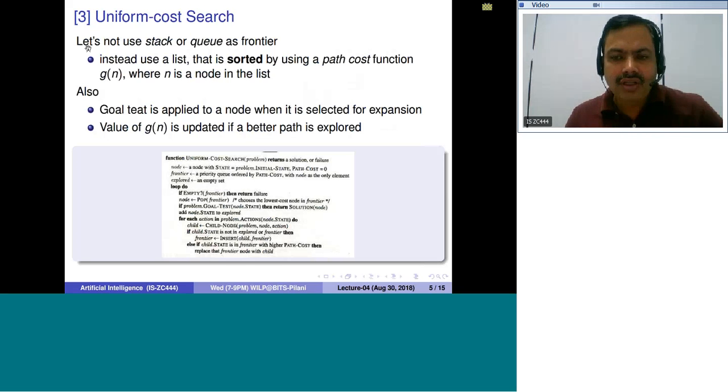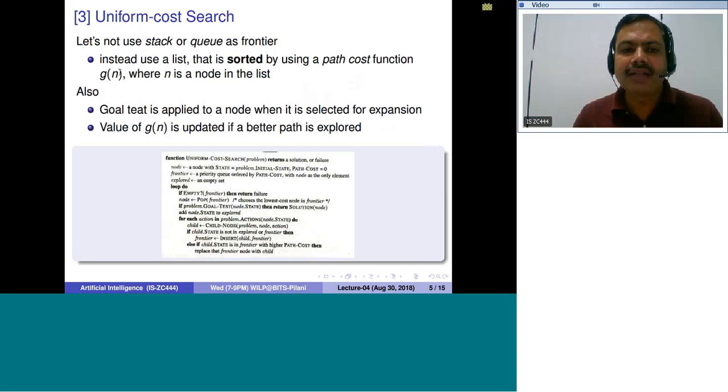The concept of this algorithm is this: let's not use the stack or queue as a frontier. Earlier we were using stack and queue, and whatever the output was, I went by that. But now you don't use stack and queue. Instead, use a list that is sorted by the path cost function, g(n), where n is a node in the list.